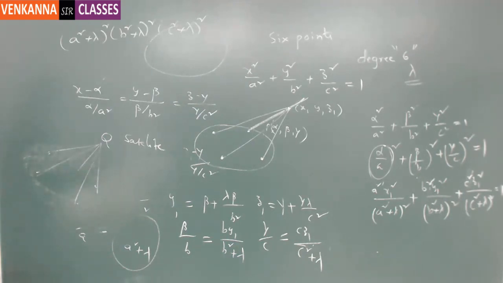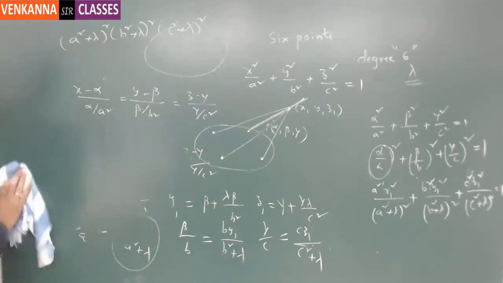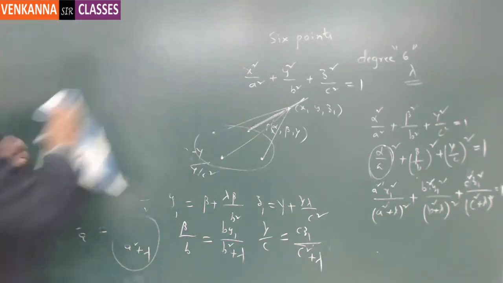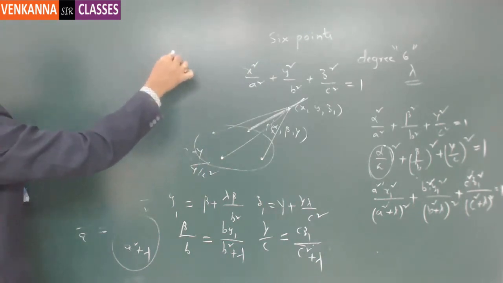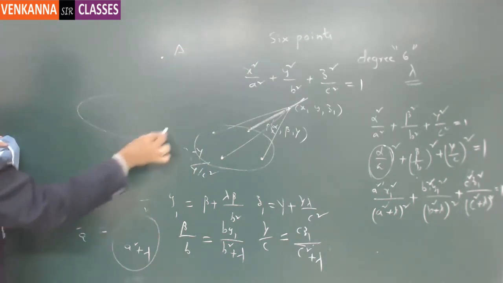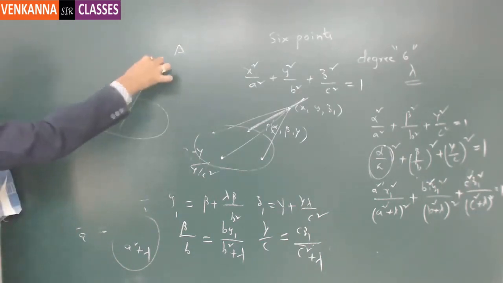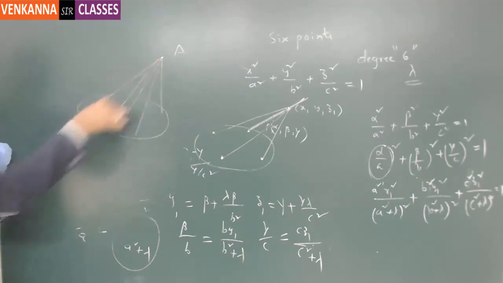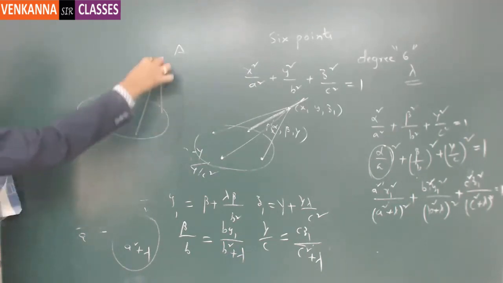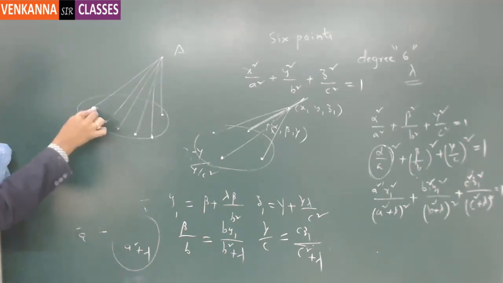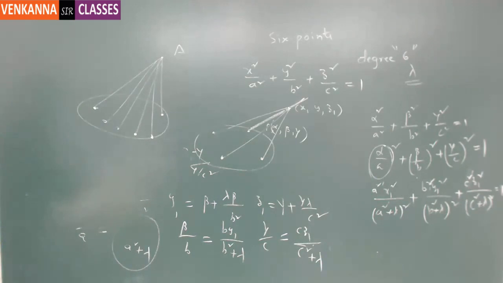So my intention here is, from an external point, if you draw normals to the ellipsoid, the normals you can draw at 6 different places. 1, 2, 3, 4, 5, say 6. Now understand that these 6 points will lie on a curve.